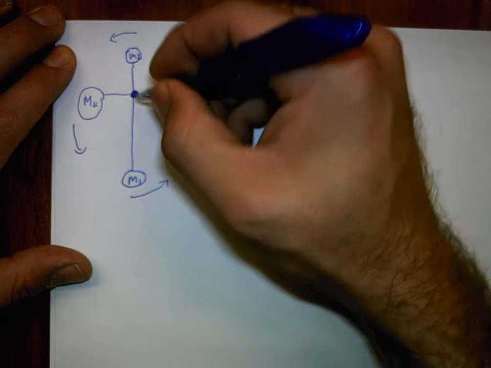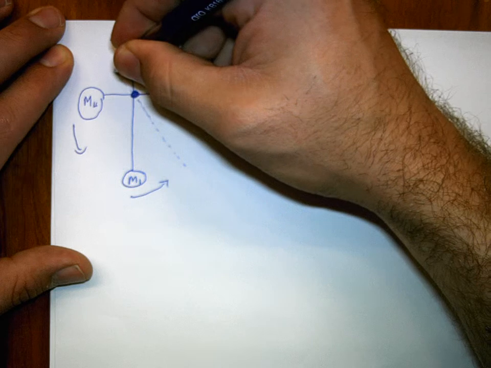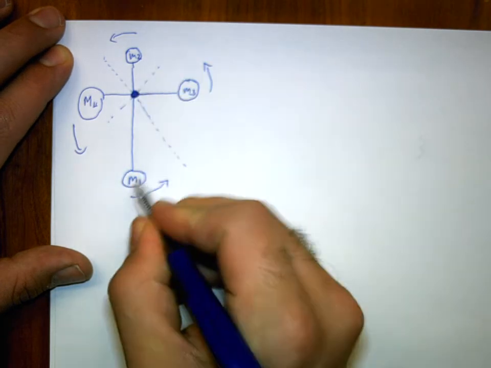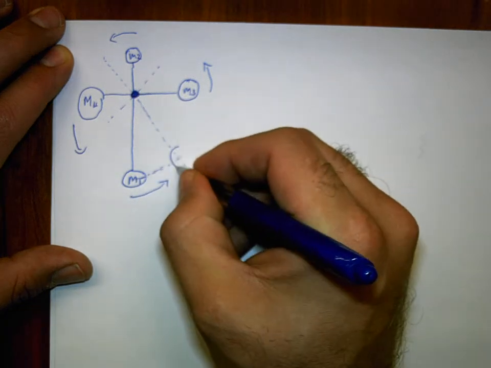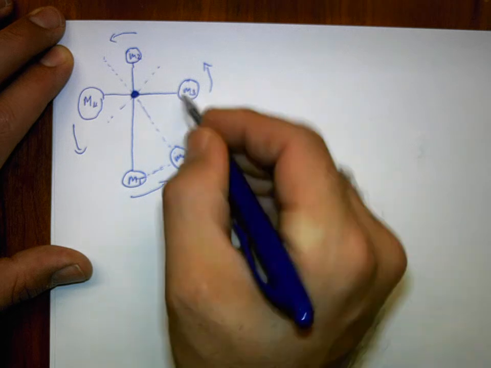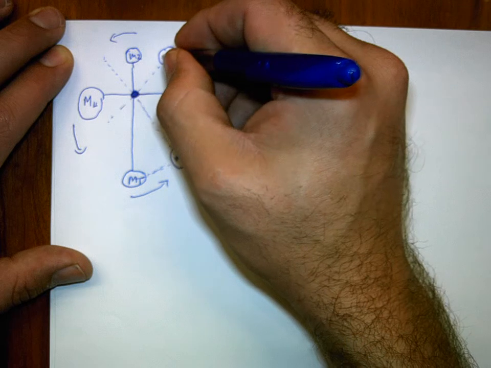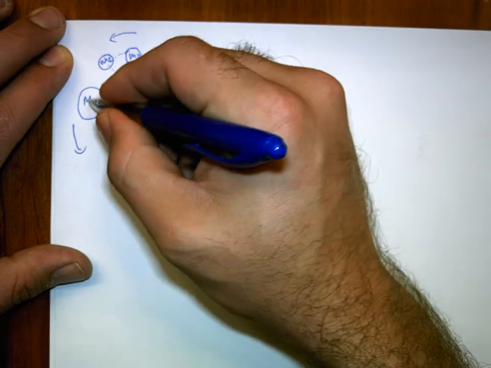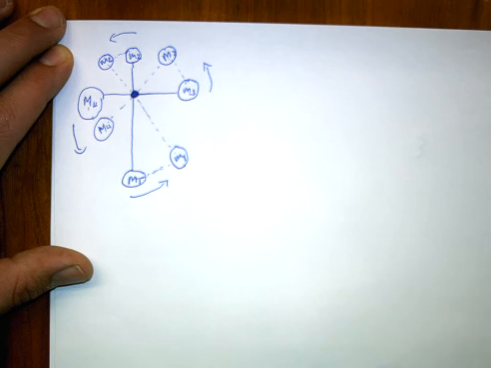So let's say this rod rotates through a certain angle. So let's say it ends up somewhere over here, something like that, and something like that. So this mass has moved along an arc and is now over there. This mass has moved along an arc, it's now over there. Same for this one, it's now over there. Same for this one, it ends up over there.